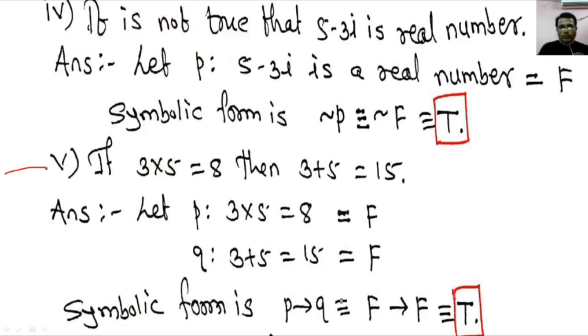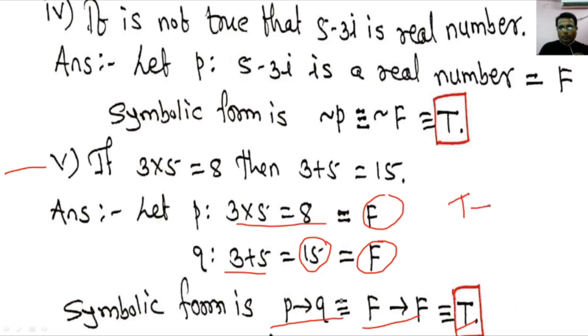The next question is the fifth one: if 3 into 5 is equal to 8, then 3 plus 5 is equal to 15. 3 into 5 equal to 8, that is false, you know that 3 into 5 is 15. Similarly 3 plus 5 is equal to 15, that is wrong, because we know that 3 plus 5 is equal to 8. So both are false, and we know that its symbolic form is P implies Q, and therefore false implies false. We know that in a truth table, if first statement is true, then second statement is false.